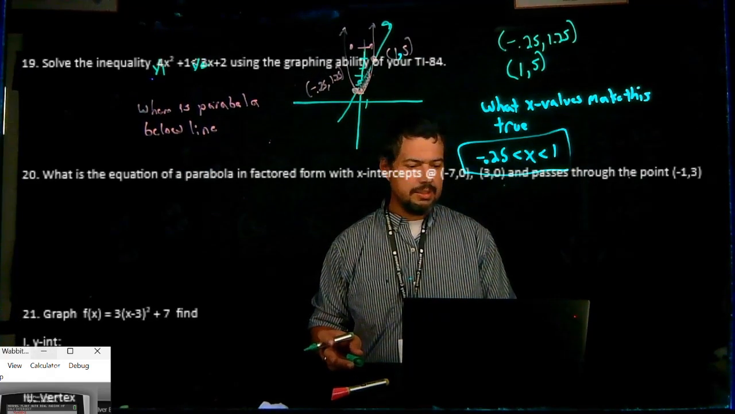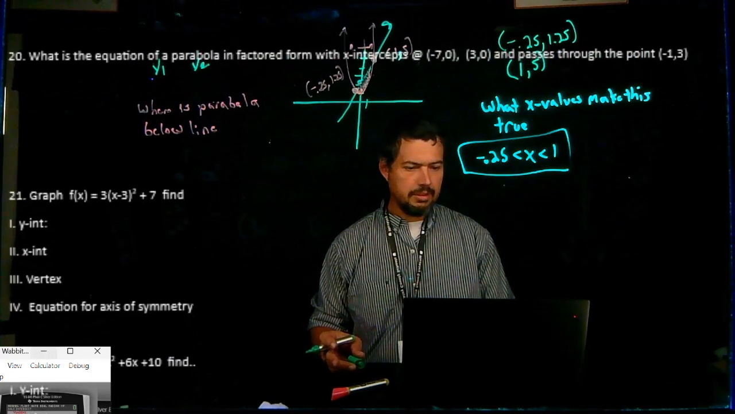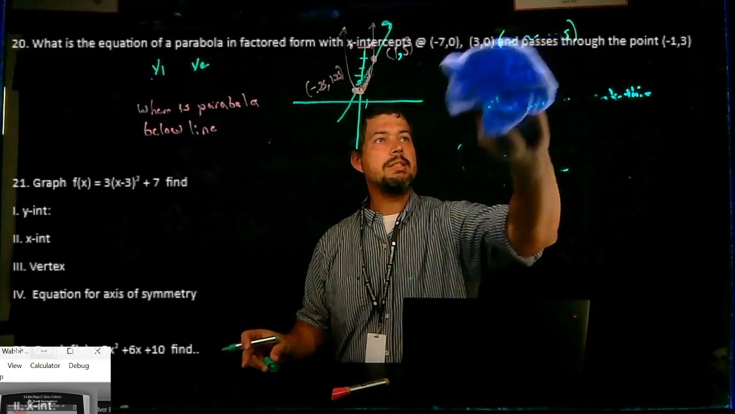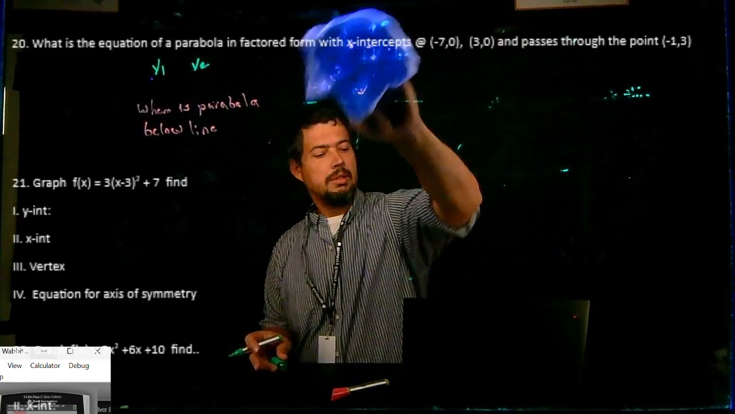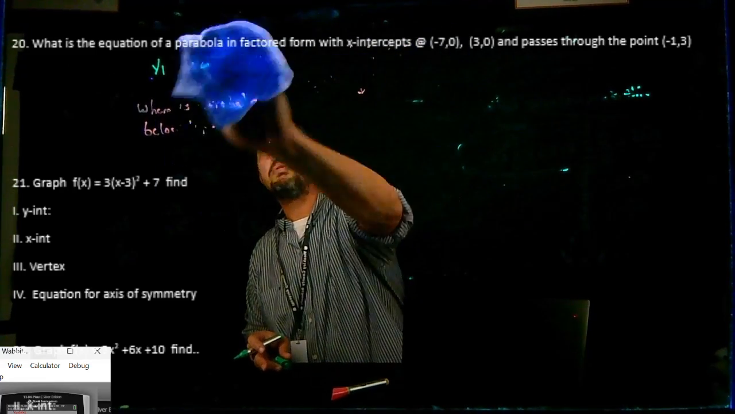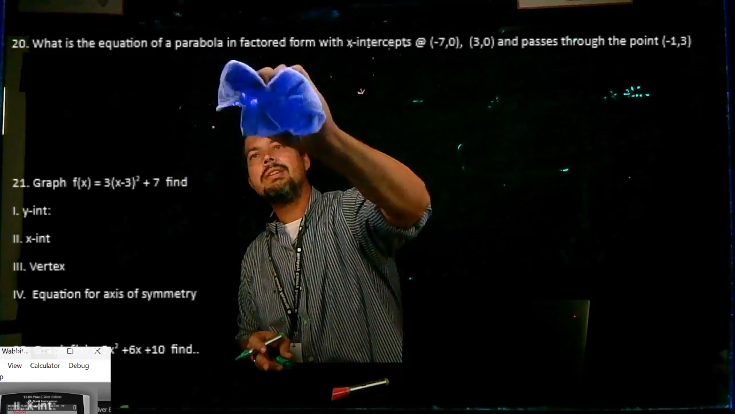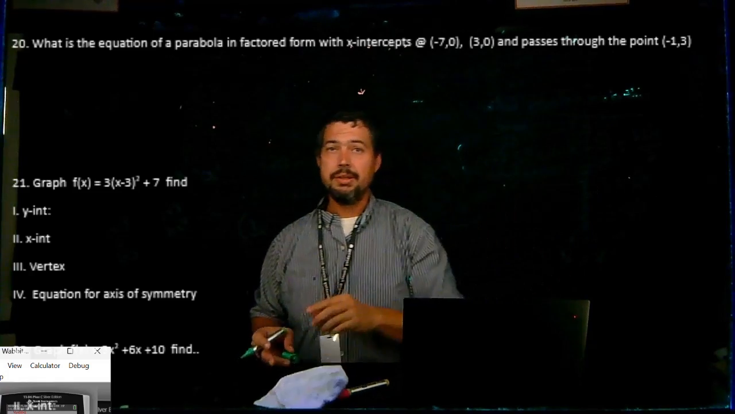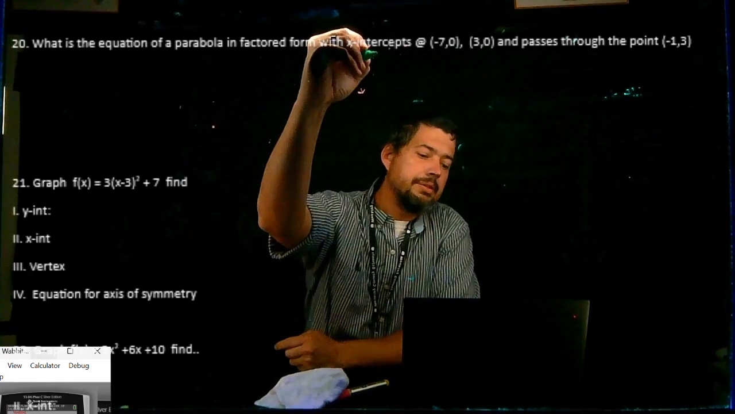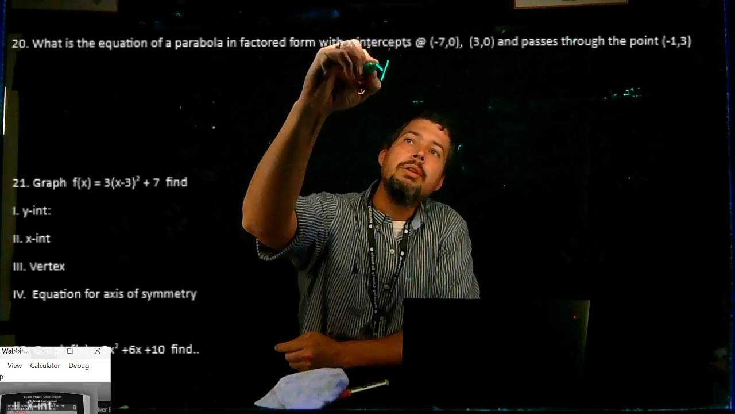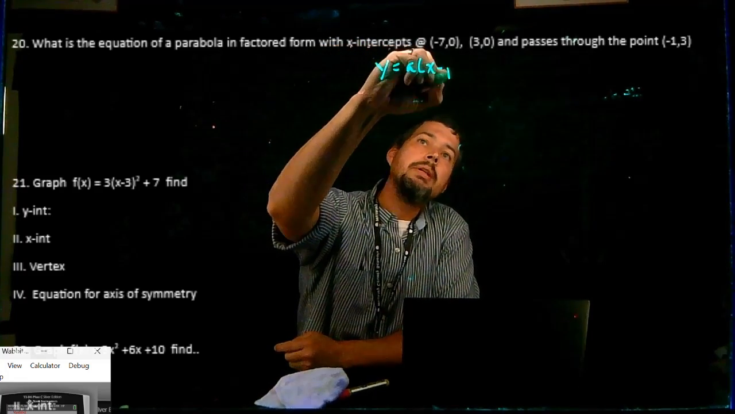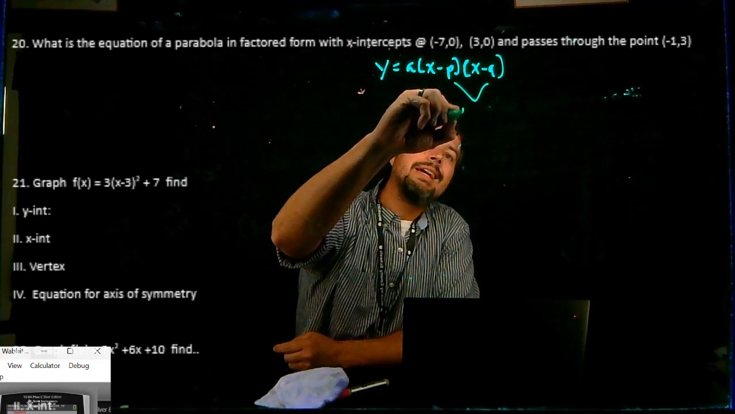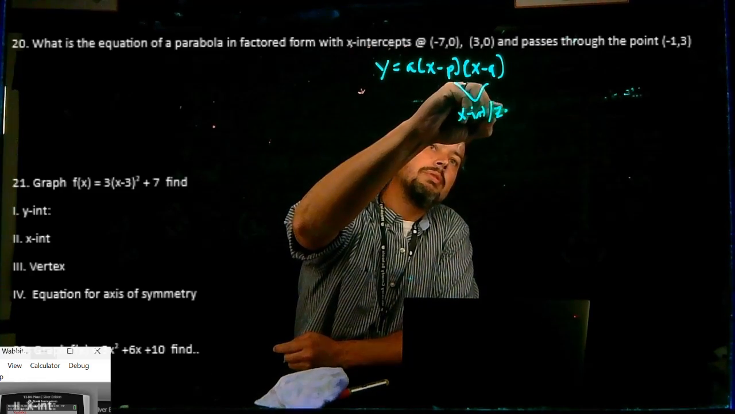All right, number 20 is an old problem. Hopefully we have some luck on it this time. What is the equation of a parabola in factored form with x-intercepts of negative 7, 0 and 3, 0 that passes through a point? This one, of course, right now I just got done with 5th period, so I'm thinking about 5th period. You know, there are only 3 kids in 5th period who got this right on the test. And it just is what it is. All day long, probably 40%. We're going to use a form a times x minus p times x minus q. Of course, we can extend this where these two guys are your x-intercepts slash zeros.